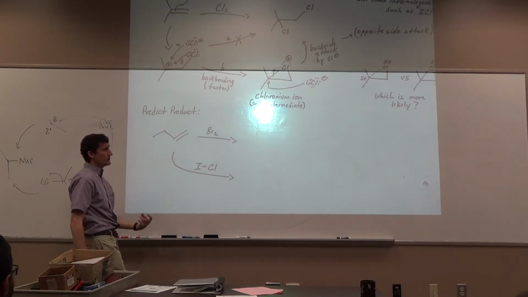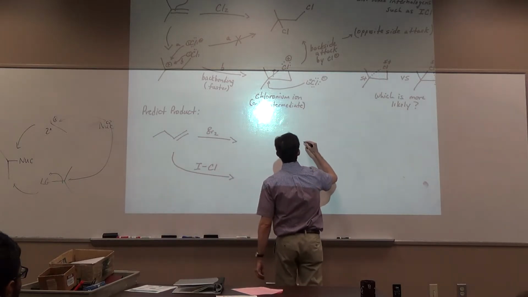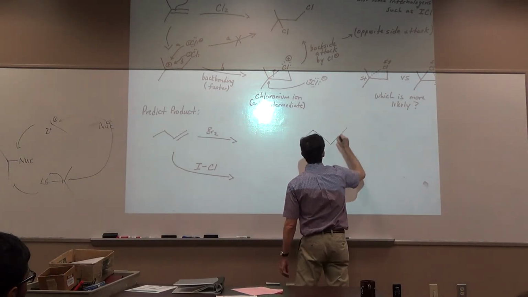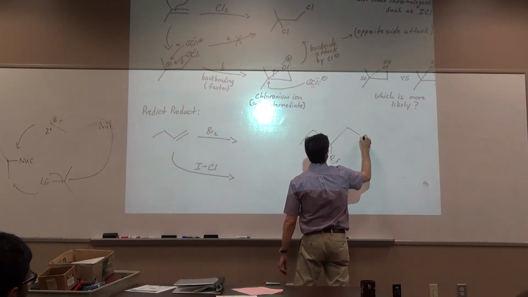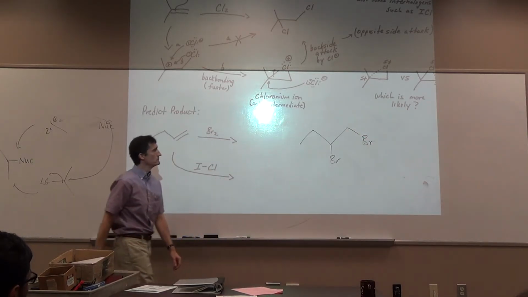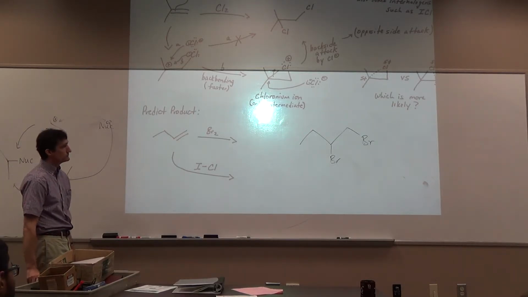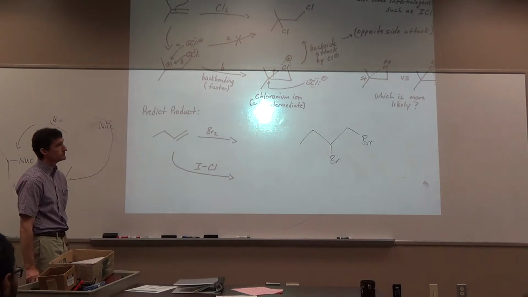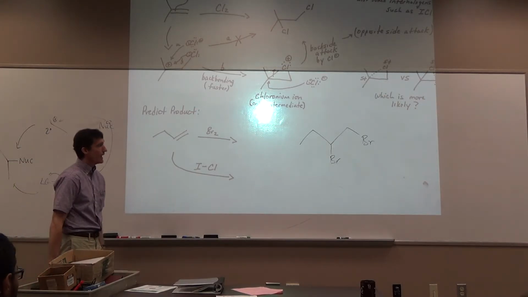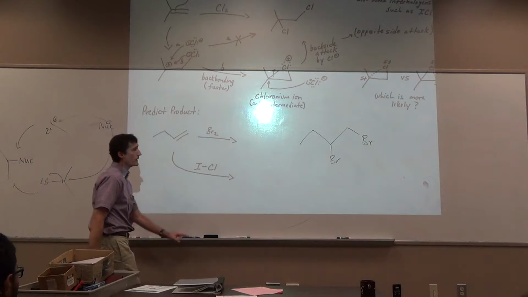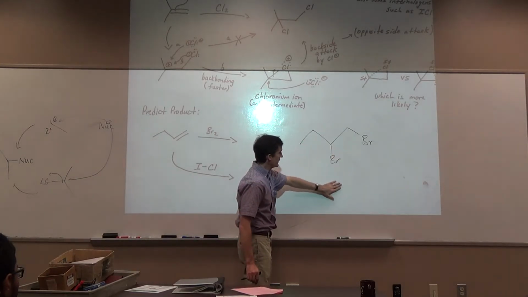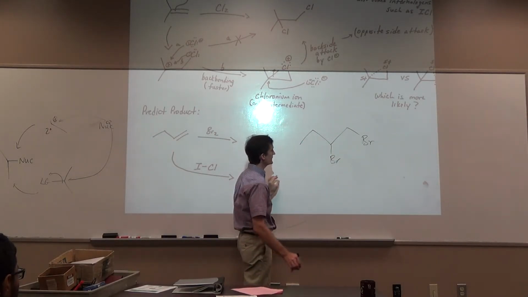Well, in terms of regiochemistry, the product's pretty straightforward, right? We add a bromine to each carbon. Bromine here, bromine here. Bromine is added across the pi bond. It's actually pretty straightforward. Later on, we'll have to address stereochemistry. The stereochemistry here is quite limited.